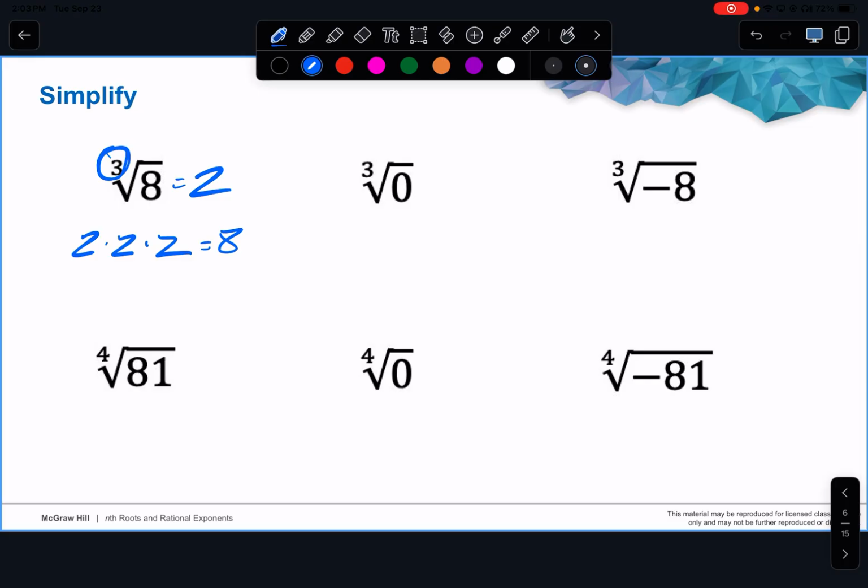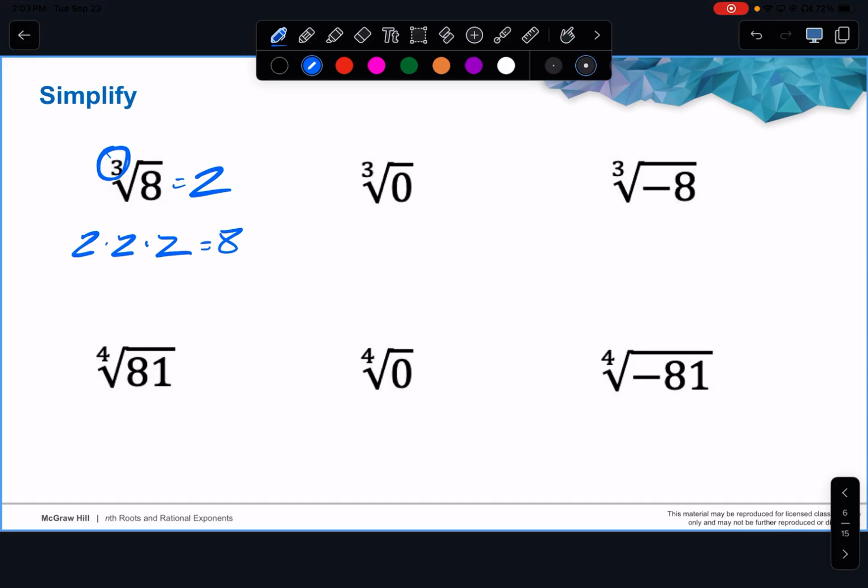Okay, the next one. Yes, Gus? If the radicand is not 0 and the index is odd, it will always be 1. Yep. You can put it that way. Gus said if the radicand is not 0, so a number greater than 0 or less than 0, and the index is odd, we're always going to have 1 solution. That's correct.